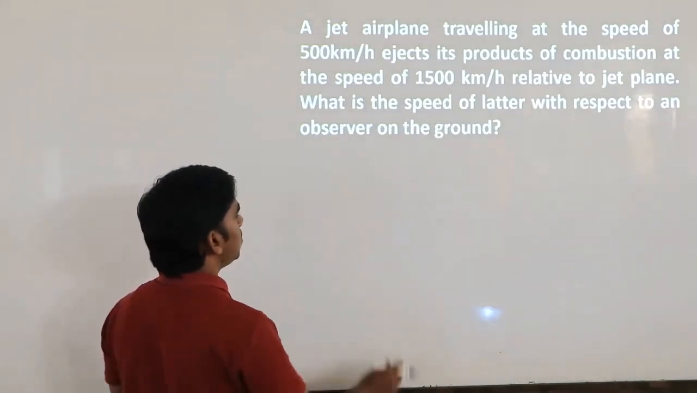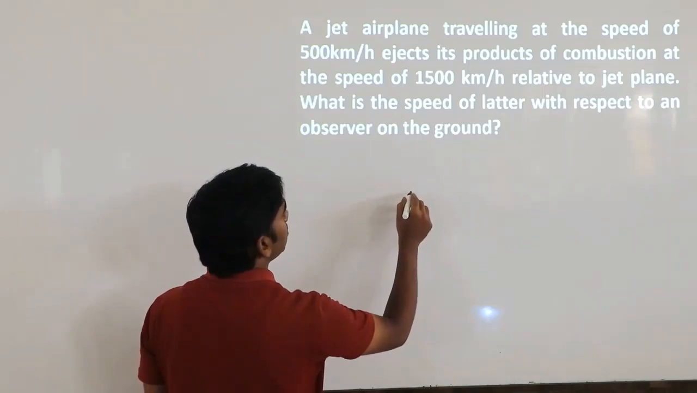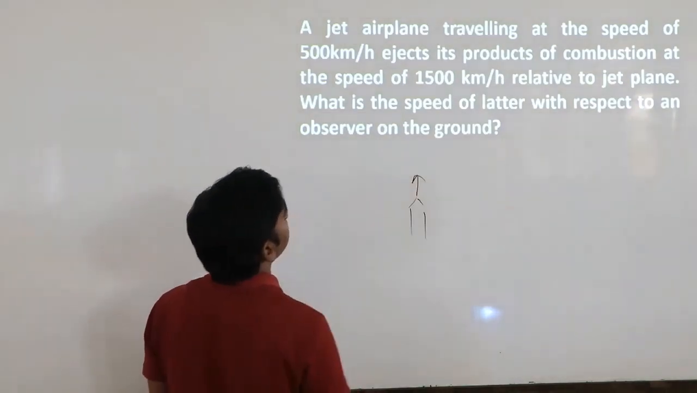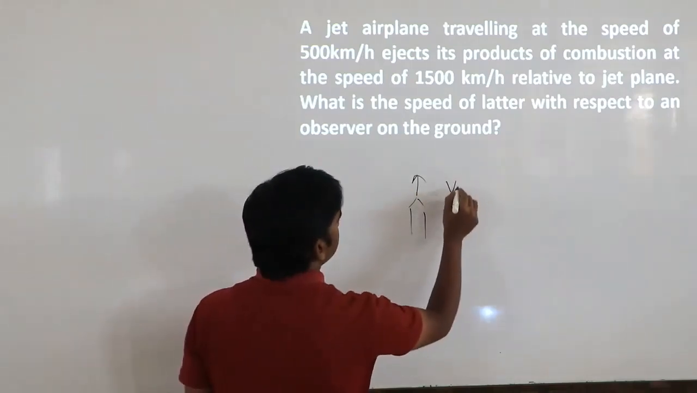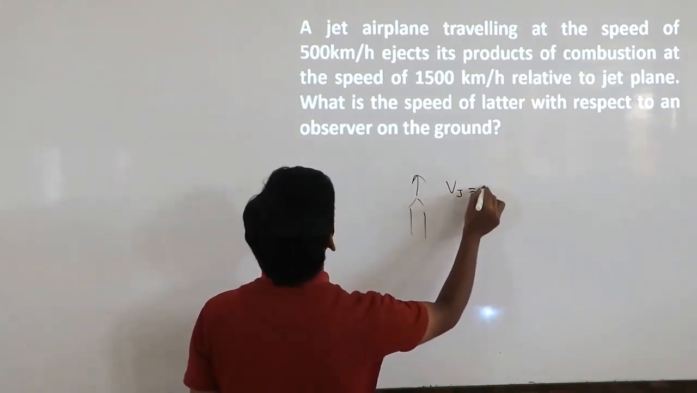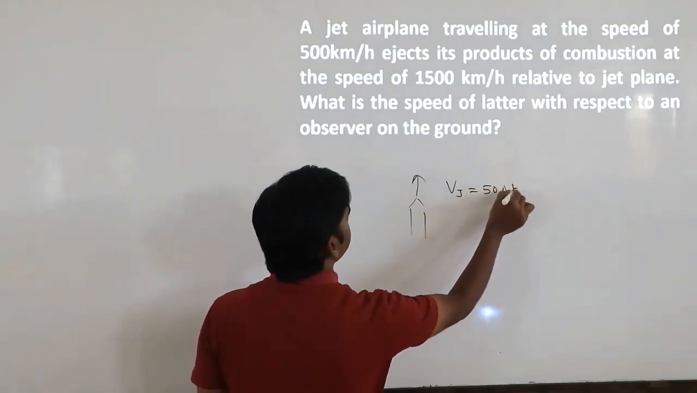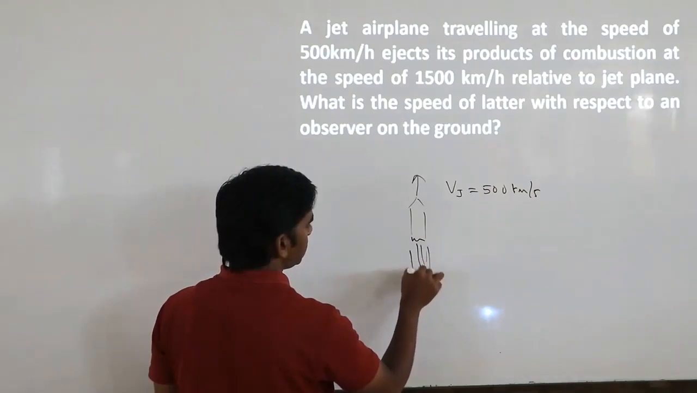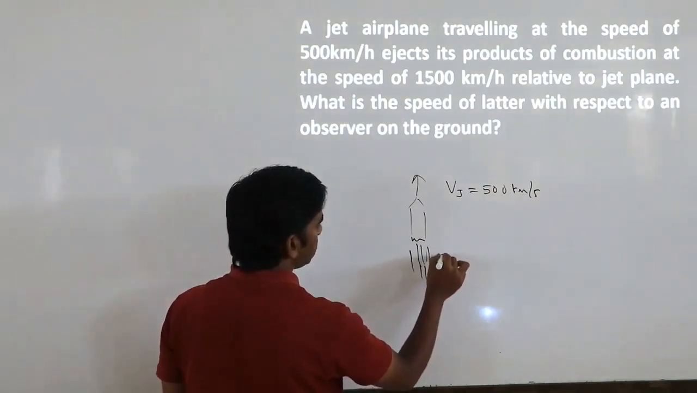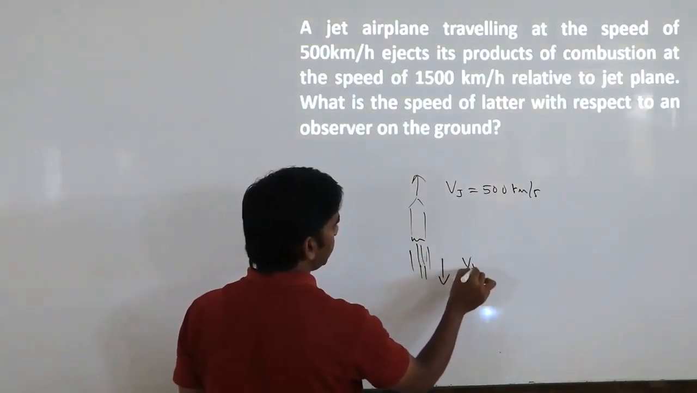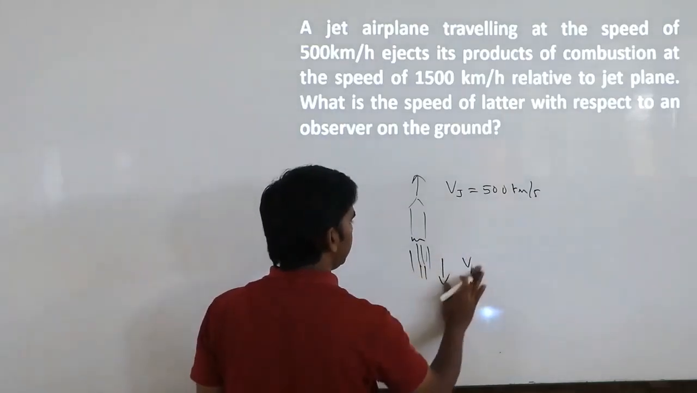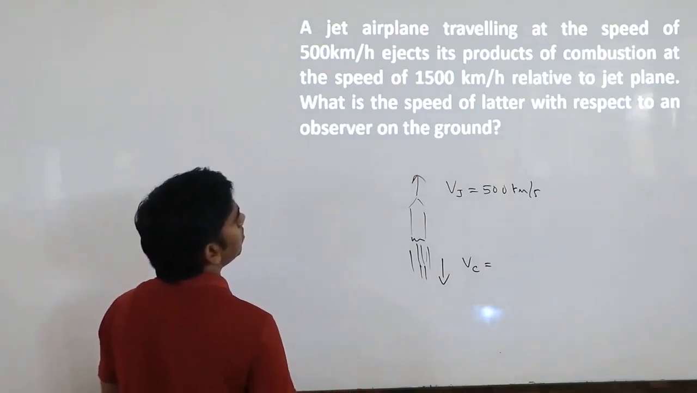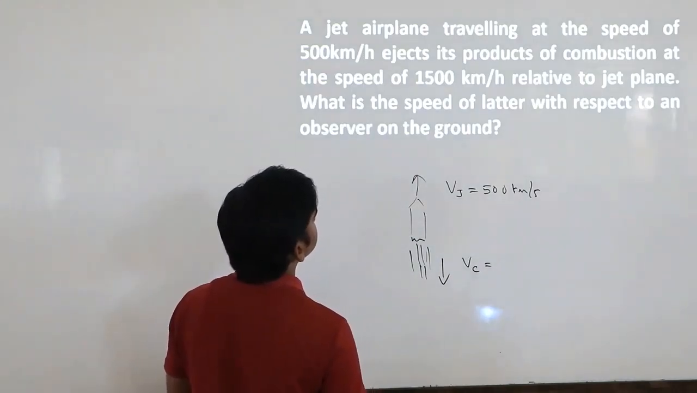Now suppose your jet plane is moving in the upward direction with a velocity of jet, we will take it as 500 km per hour. Downward, the combustion is there, so it is moving in the opposite direction. Combustion velocity VC, I will take it as 1500.